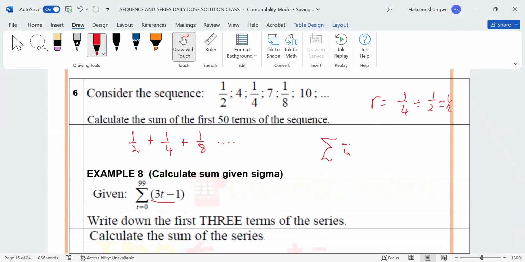And then you will say, what is Tn? Tn is going to be given as 1 all over 2 multiplied by 1 all over 2 to the power of n minus 1, like this. So this is the general term. So what am I going to put here? Here, I am going to put the general term, which is 1 all over 2 to the power of n minus 1.